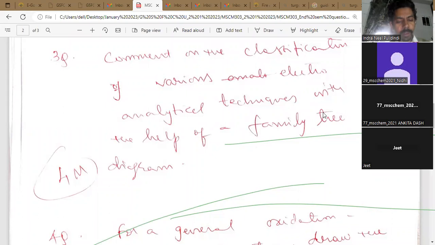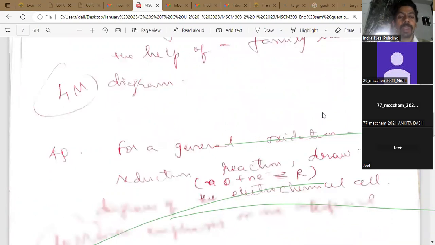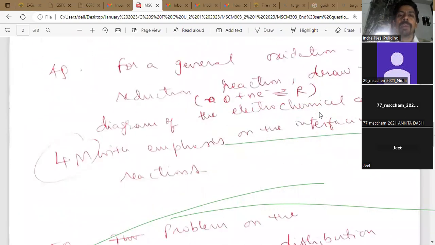Yes, sir, for question number 4. Good. Thank you. Continuing further. For the general oxidation reduction reaction represented by... Sir, wait. Oxidation reaction. Yes, Parmar, go ahead.